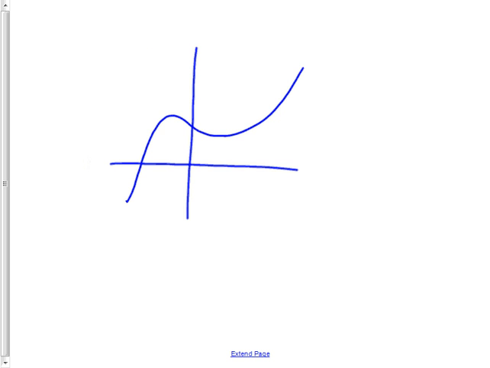Okay, how about this? How many turns does it have in it? Be careful.